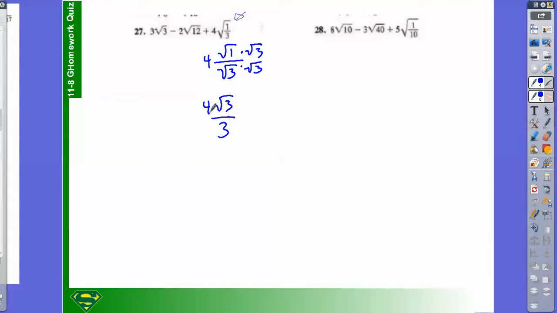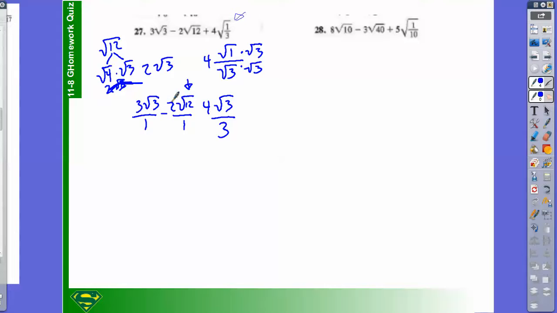Well, let's take a look at our other problems here. We have 3 times the square root of 3 over 1 minus 2 times the square root of 12 also over 1. And right now you probably notice that square root of 12 is not in simplest radical form. We can simplify that further because the square root of 12 is equal to the square root of 4 times the square root of 3. And the square root of 4 is just 2. So the square root of 12 is equal to 2 times the square root of 3.